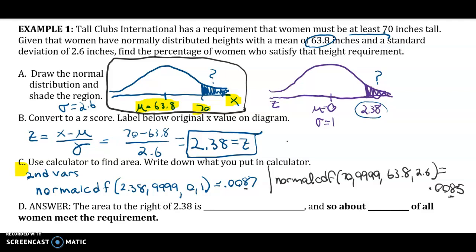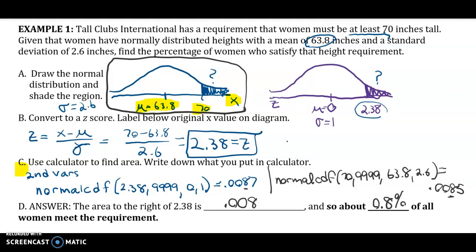So our answer, the area to the right of 2.38, is 0.008. So about, we can say, 0.8% of all women meet the requirement. And remember, to change from a decimal to a percent, you just move your decimal place over to the right two places.